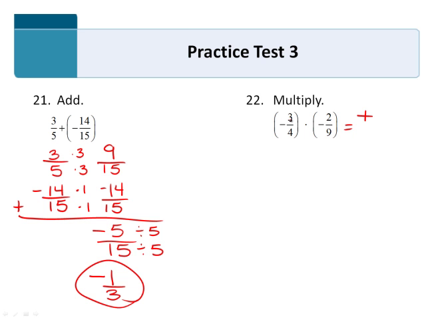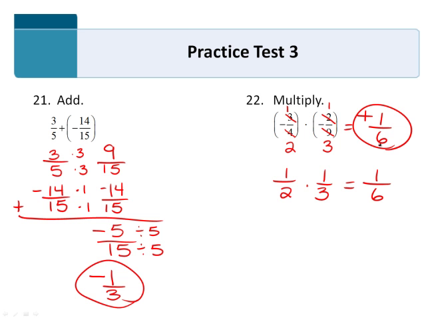We can divide 3 and 9 by 3. So 3 divided by 3 leaves 1. 9 divided by 3 leaves 3. 2 and 4, 2 is the common factor. 2 divided by 2 leaves 1, and 4 divided by 2 leaves 2. So we have 1/2 times 1/3. So you multiply across the top, you get 1, and 2 times 3 would be 6. So we have a positive 1/6 there.